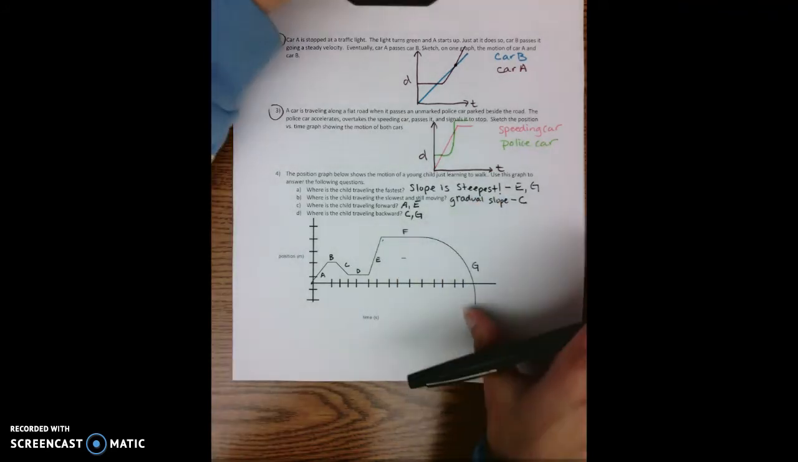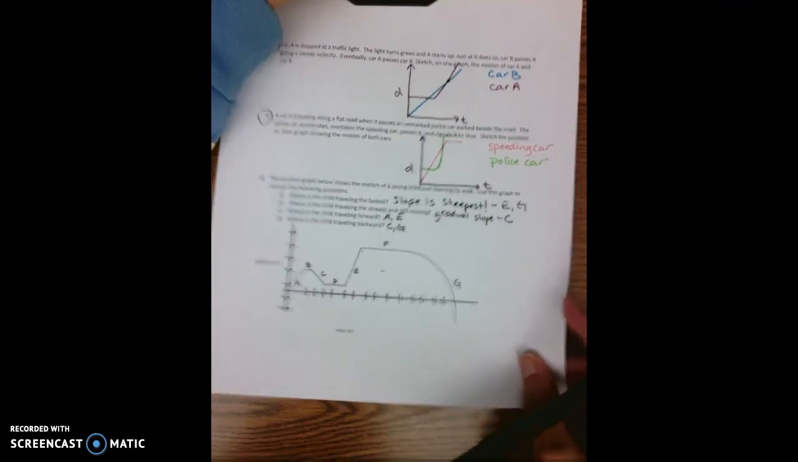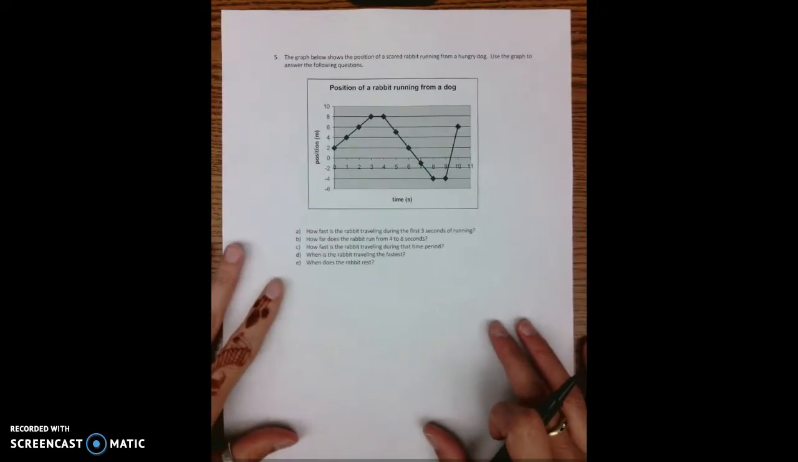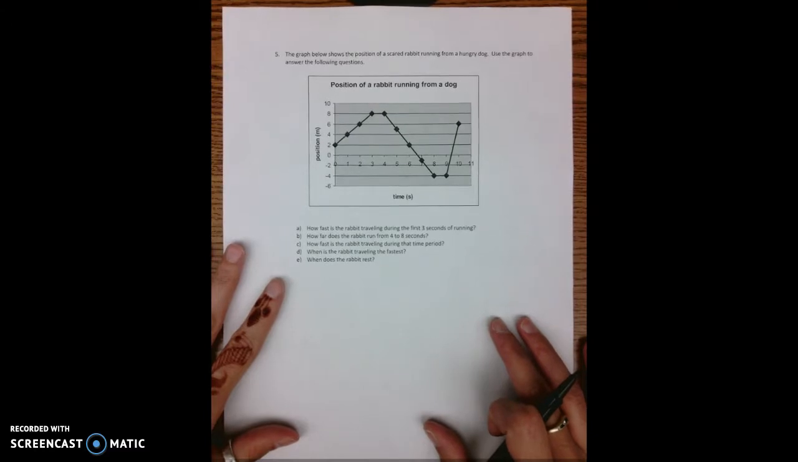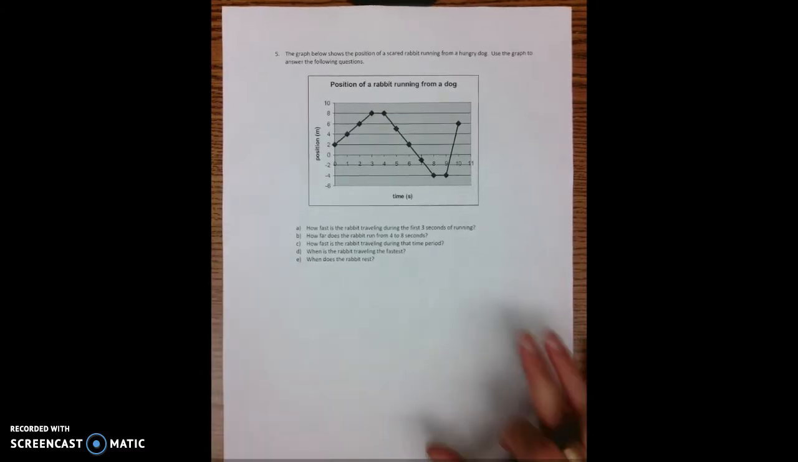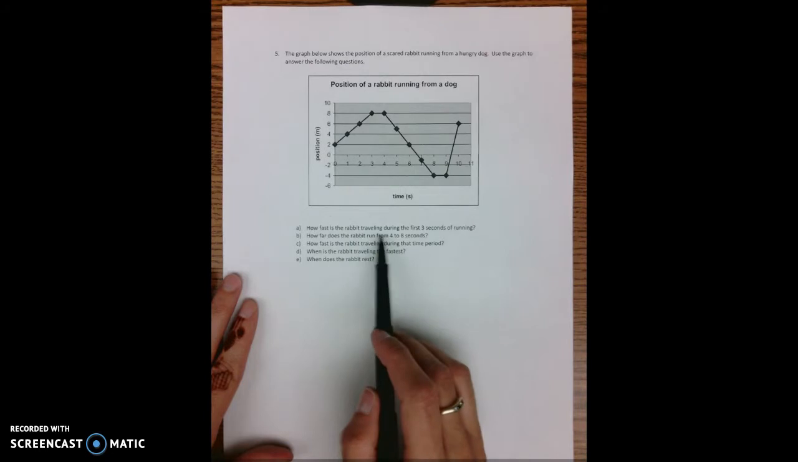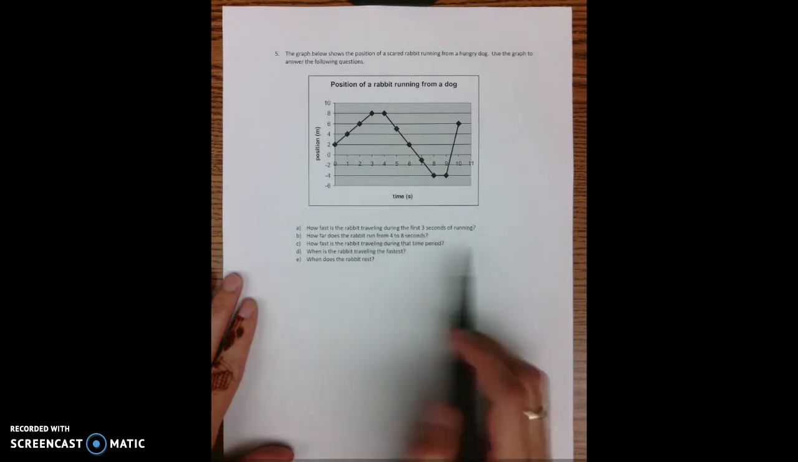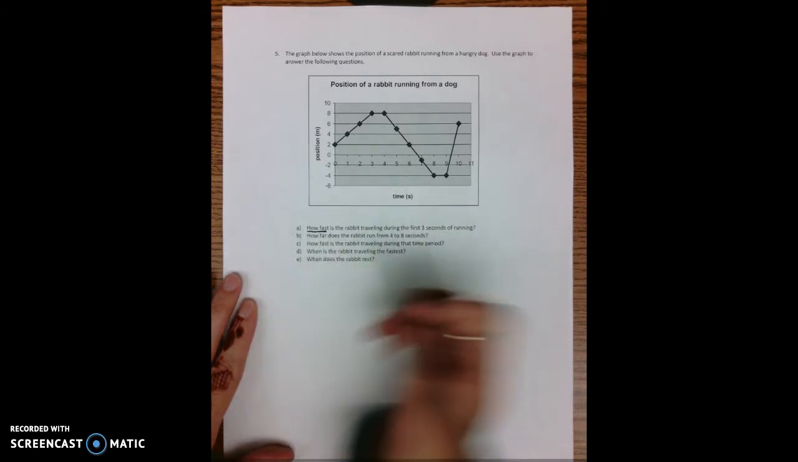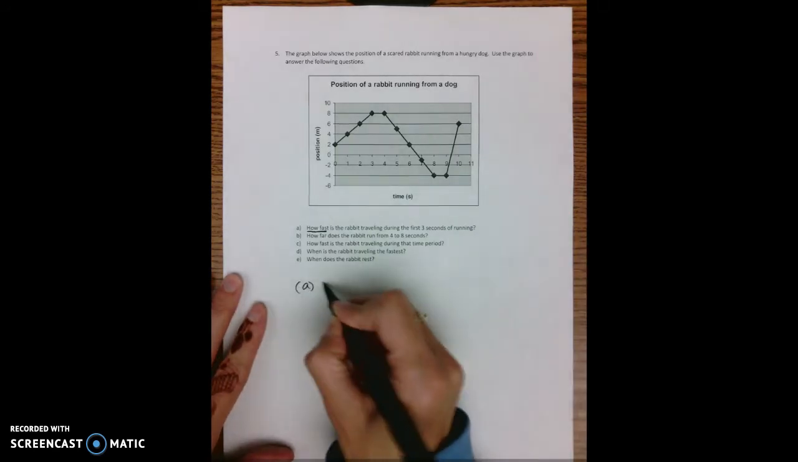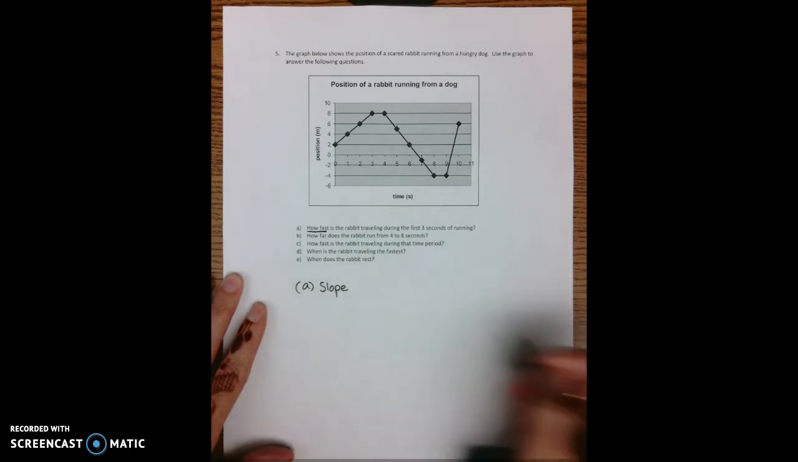And one more example that we're going to do is more of a mathematical example. And that's this example here. This graph shows the position of a scared rabbit running from a hungry dog. Oh no! Use the graph to answer the following questions. So this one says, how fast is the rabbit traveling during the first 3 seconds of running? This is asking me to find how fast. So I need to look at the slope. So for A, I'm going to use the slope to figure out how fast.